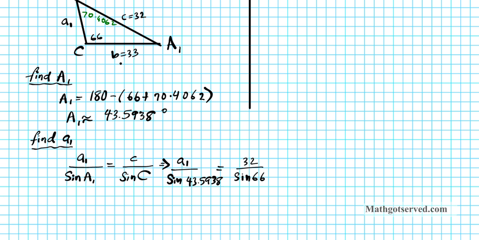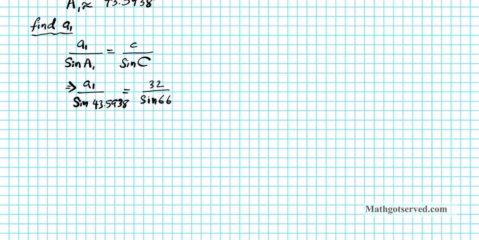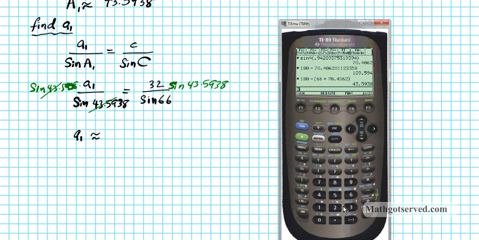Okay, to get a1 isolated, we'll multiply both sides by sine 43.59. Let's write this again. I moved it downwards so we don't have an overlapping situation there. So to get a1 by itself, you multiply both sides by sine 43.5938 on the left side, and also here sine 43.5938. These cancel out, and you get a1 is approximately, plug that in our calculator, we're going to have 32.